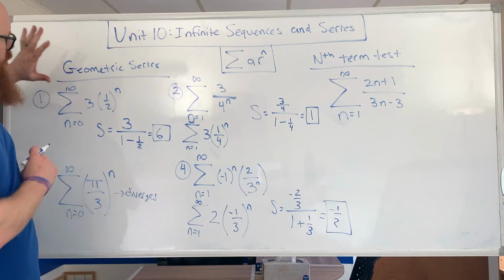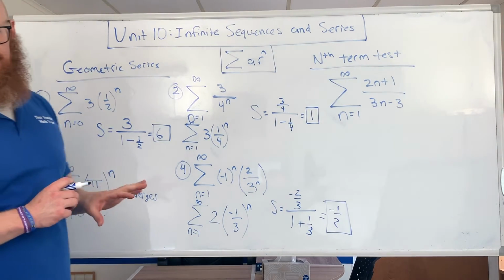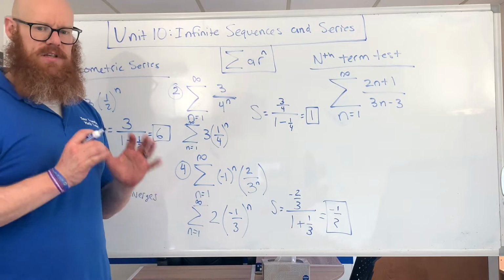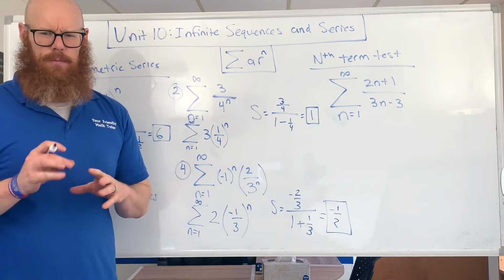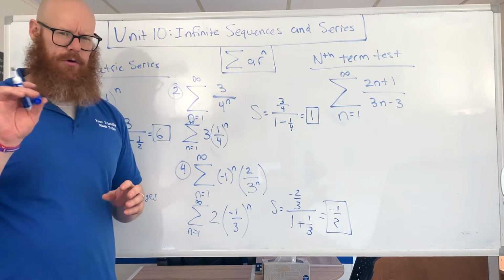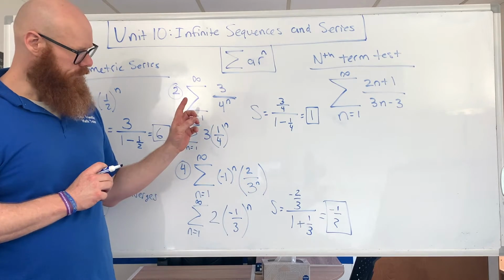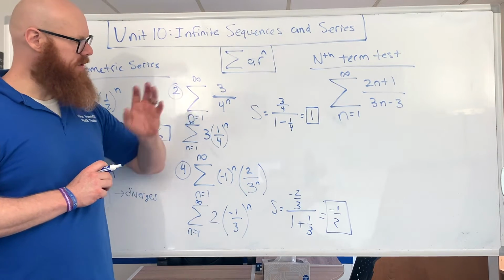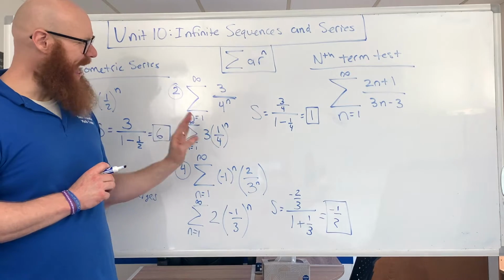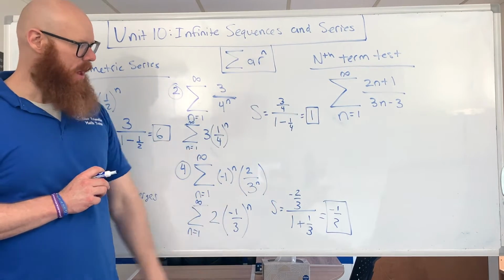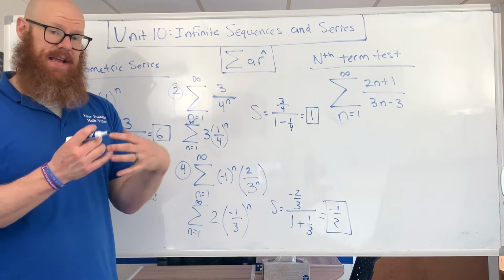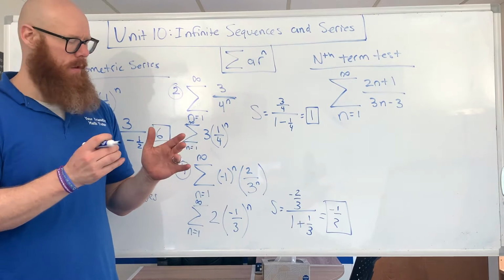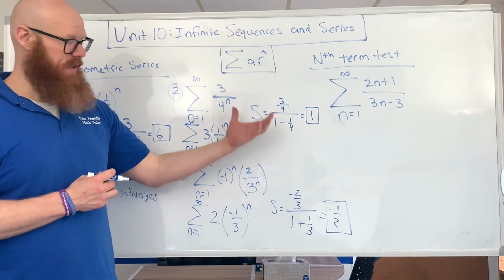So if we take a look at geometric series, this is generally the type. There is another type called telescoping that we'll talk about, but geometric is really the one type where you can actually find the sum. So it converges if r is between -1 and 1. And then you can find the sum using this formula.